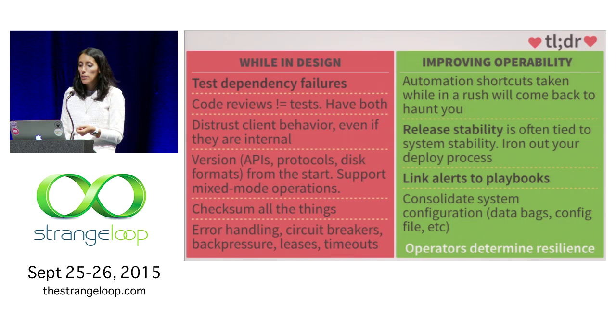And when it comes to operability, any automation shortcut that you take while you're in a rush is gonna come back and haunt you. And by haunt you, I mean something else. So I'm trying to clean up my language here. But also, I've noticed that release stability is often tied to how stable your system is. So if you haven't ironed out your release process, then you're adding even more to this pile of things that are gonna come and get you.